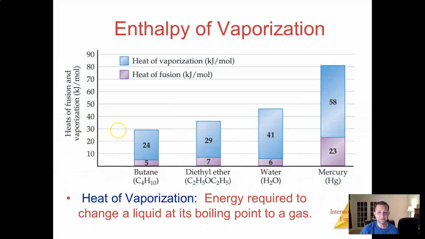Now this is interesting, because I had these blanked out two slides ago. Look at butane. I mean, really look at all of them. You have a relatively small heat of fusion and a pretty big heat of vaporization. So why do you think so much more energy is required to go from liquid to gas, which is blue here, 24, 29, 41, 58 kilojoules per mole? Why does it require so much more than to go from a solid to a liquid? We have 5.76 and 23.